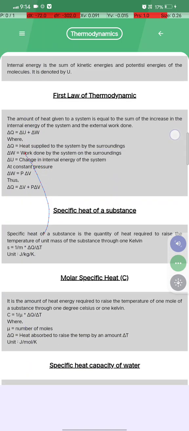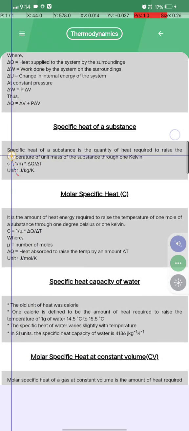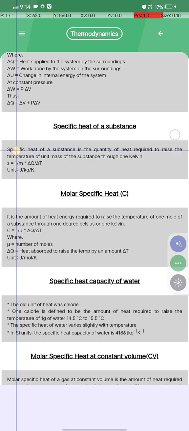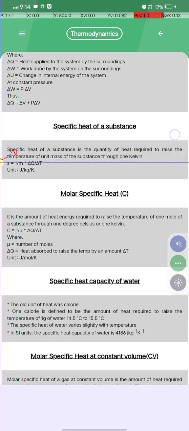अब specific heat of a substance क्या होता है? The specific heat of a substance is the quantity of heat required to raise the temperature of unit mass of the substance through 1 Kelvin. S is equal to 1 by m, delta Q by delta T. Okay, and the unit is joule per kg per Kelvin.